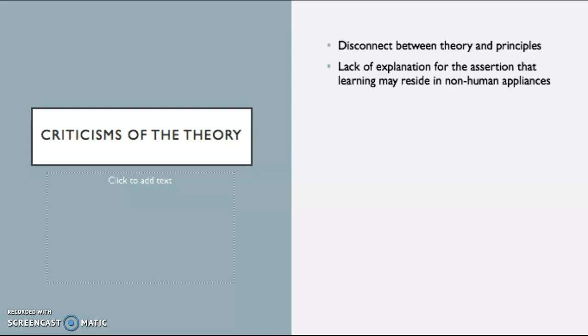Another big criticism of the theory is that there is a lack of explanation for the assertion that learning may reside in non-human appliances. The argument there is that there is little to no empirical evidence that supports that learning resides in non-human appliances. And so that's more of an assumption that needs to be tested before it can be utilized as actual theory.